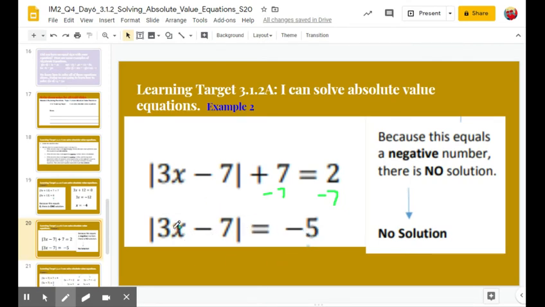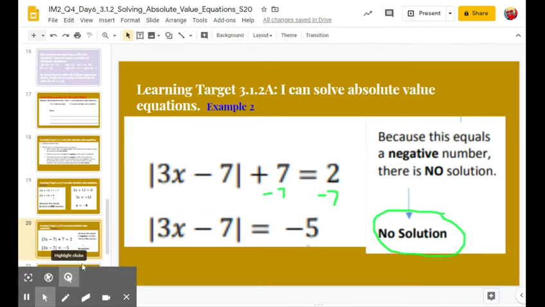So now that we have the absolute value bars isolated, we know there's no number we can plug in for x or substitute in for x that's going to get us a value when we take the absolute value to be a negative number. So therefore, this one will be simply no solution. Okay.